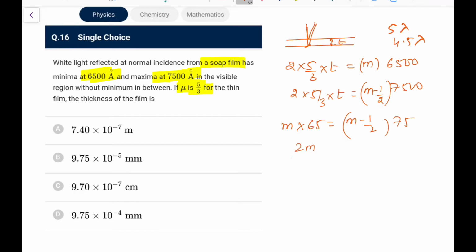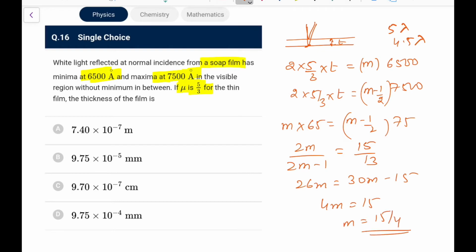So what you are left with, 2m upon 2m minus 1, you can say, is 15 by 13. So this is 26m is equal to 30m minus 15. So we are left with 4m equal to 15, so m is equal to 15 by 4. So the value of m comes out as 15 by 4 in this particular case.